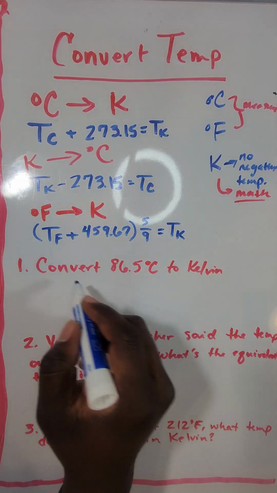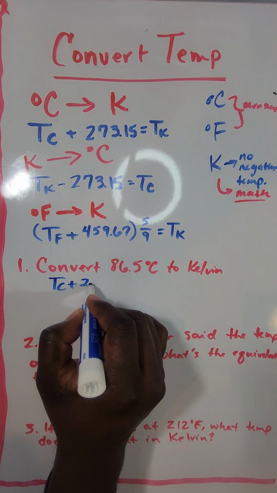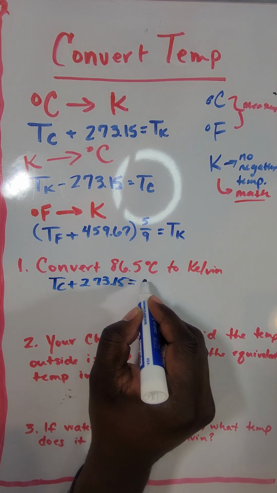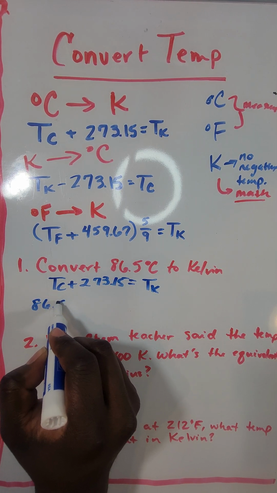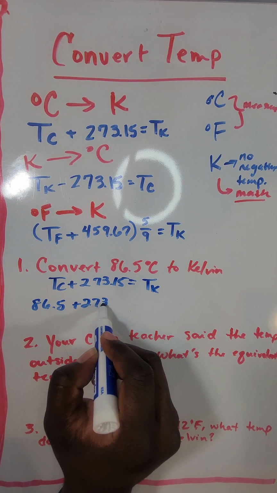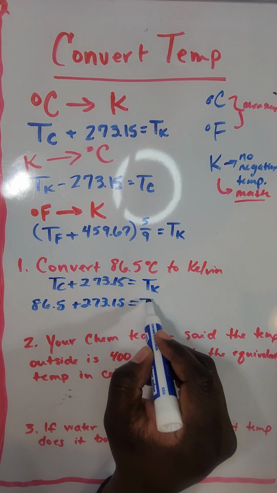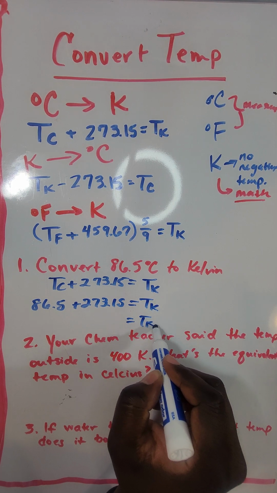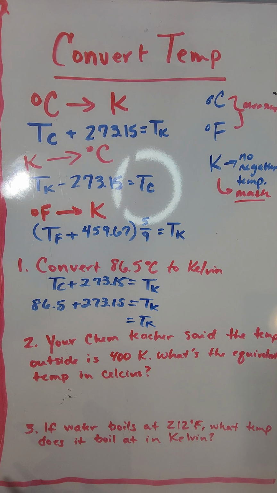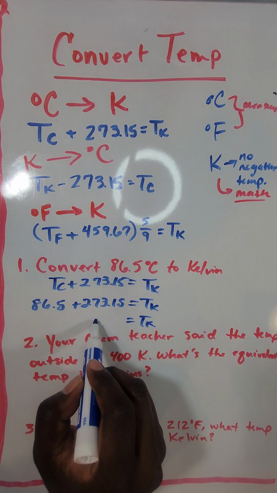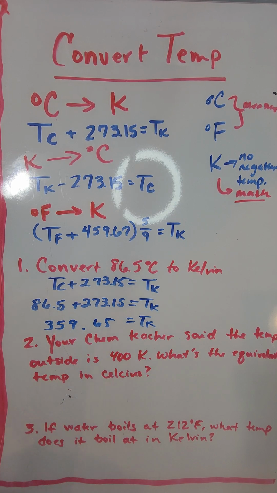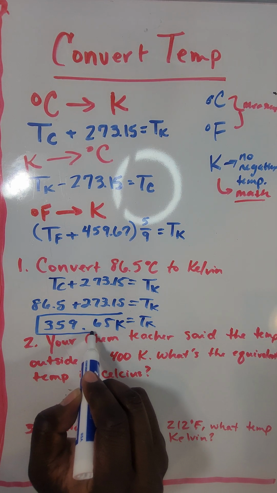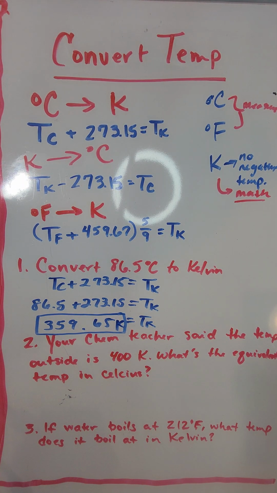We're going to take our temperature in Celsius. Here, I'll just write it. T Celsius plus 273.15 equals my temperature in Kelvin. So now we're going to replace T C with 86.5, plus the 273.15, and that's going to equal our temperature in Kelvin. So T K equals what? 359.65 K. Y'all check my math in the comments.